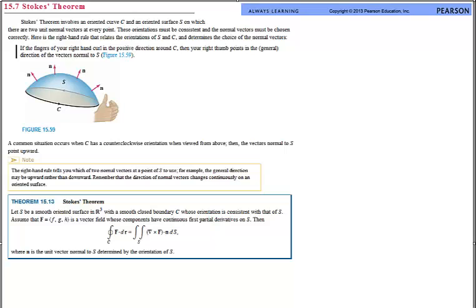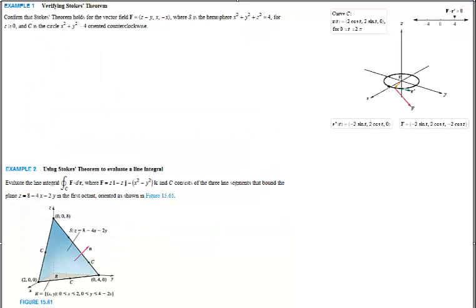We are looking at section 15.7, where we're talking about Stokes' theorem, and we'll be using the right-hand rule to point in the direction that we are looking for and get that normal vector. So first up, what we're going to be trying to do is verify Stokes' theorem in example 1.